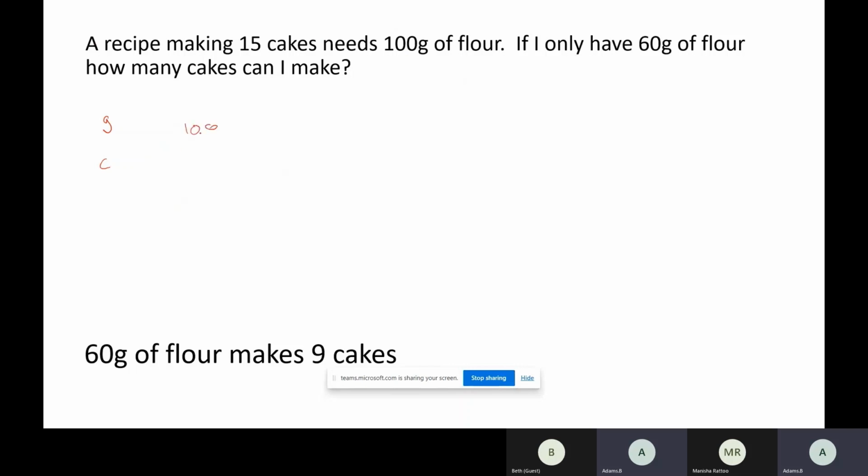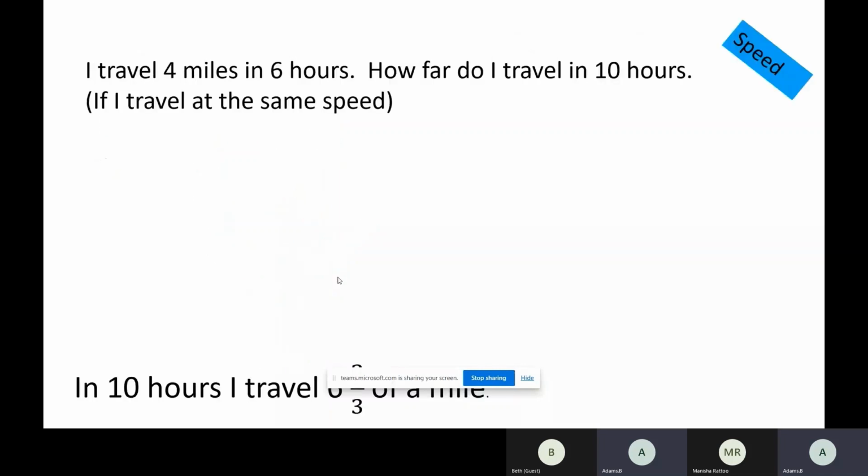So we've got 100 grams and make 15 cakes. So that's equal to 60 grams. And how many cakes does that equal? X is equal to 3 times 60, divide by 20, divide by 20, cancel, cancel, 3, x equals 9. So we've got our method and it's kind of working through.